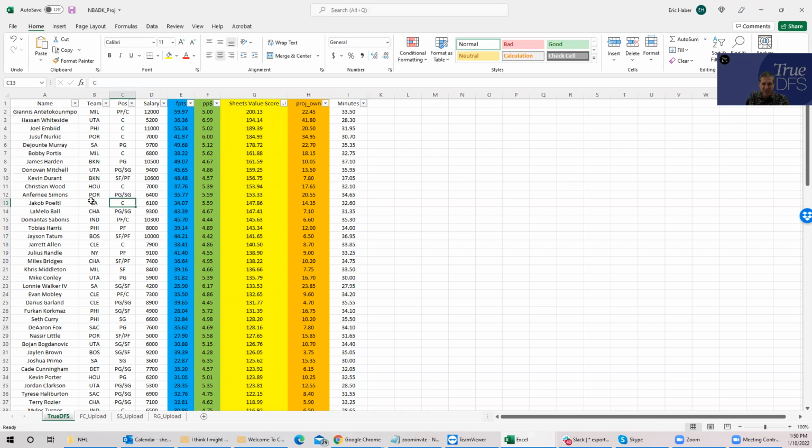The first guy in San Antonio that I see here is Jakob Poeltl, but the problem is that he's the second best Spur, but he's the sixth best center, so it's going to be tough to play him. Okay, so Giannis, Whiteside, Embiid, Nurkic, Murray, these are the top plays.